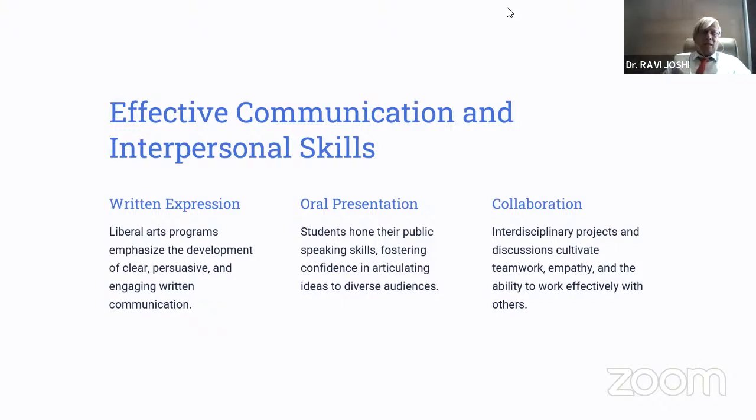I have seen students, I've seen graduates, postgraduates, even research scholars, but I have seen they are not well developed in collaborative skills. And we will have to see how these collaborative skills can be developed among the students along with our curricular, co-curricular and extracurricular activities. So collaboration means we want them to develop interdisciplinary projects, teamwork, empathy, and the ability to work with others.